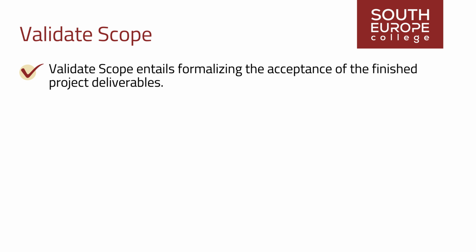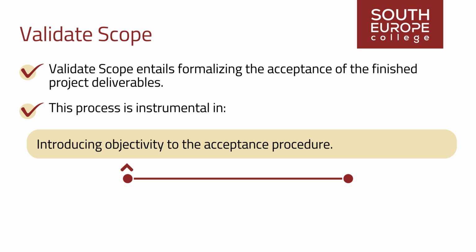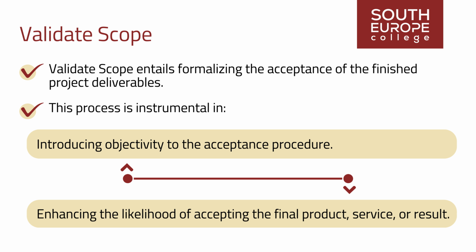Validate scope entails formalizing the acceptance of the finished project deliverables. This process is instrumental in introducing objectivity to the acceptance procedure, enhancing the likelihood of accepting the final product, service, or result by thoroughly validating each deliverable.